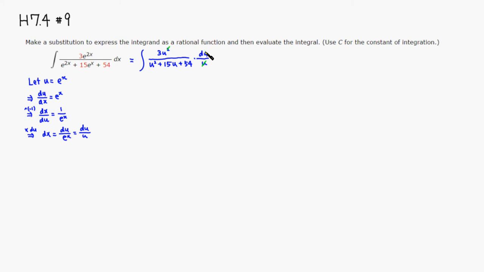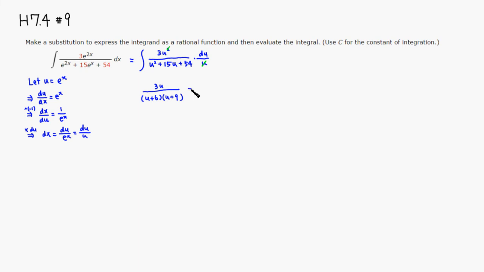Alright, then we're going to use partial fractions from here. So we have 3u over, and we have to factor this out. So you have u and u here, and we need to find two numbers whose sum is 15 and whose product is 54. Would 6 and 9 do? Plus 6 and plus 9. So the sum of 6 and 9 is 15 and the product is 54. So I think this is going to work.